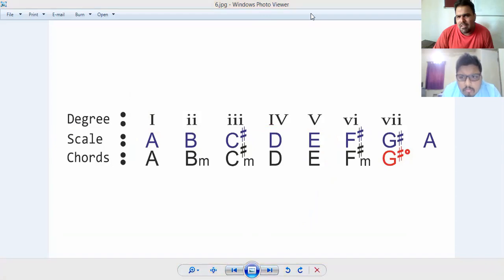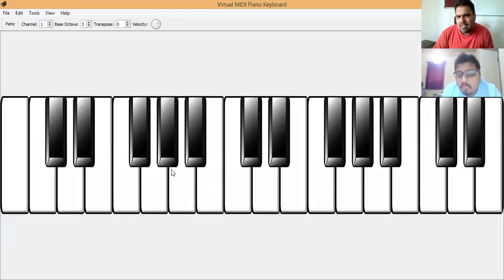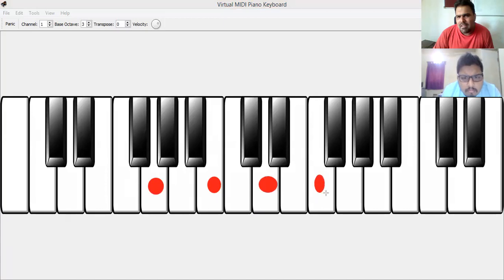Okay. Now let me also explain why. You were talking to me about the number system. Yeah. So now let me explain why, when you play a seventh chord, like a G seventh chord, it creates a strong resolution to a C chord. Why does this chord create a strong resolution?